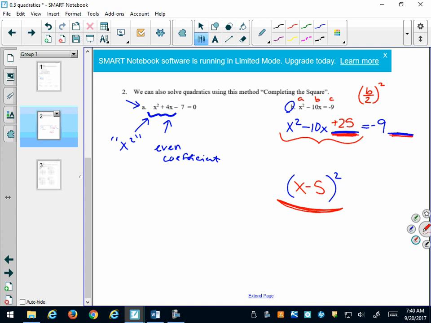But if you add 25 to the left, you have to add 25 to the right. Again, this factors as x minus 5 squared. You could check it if you wanted to multiply it out. And then -9 plus 25 is 16.